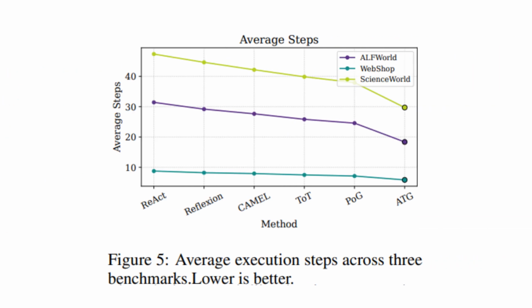Now, suppose one node fails. Traditional AI starts over. ATG says only repair the broken branch. Everything else stays untouched. Like replacing one faulty circuit instead of rebuilding the whole computer. This dramatically saves computation and time.